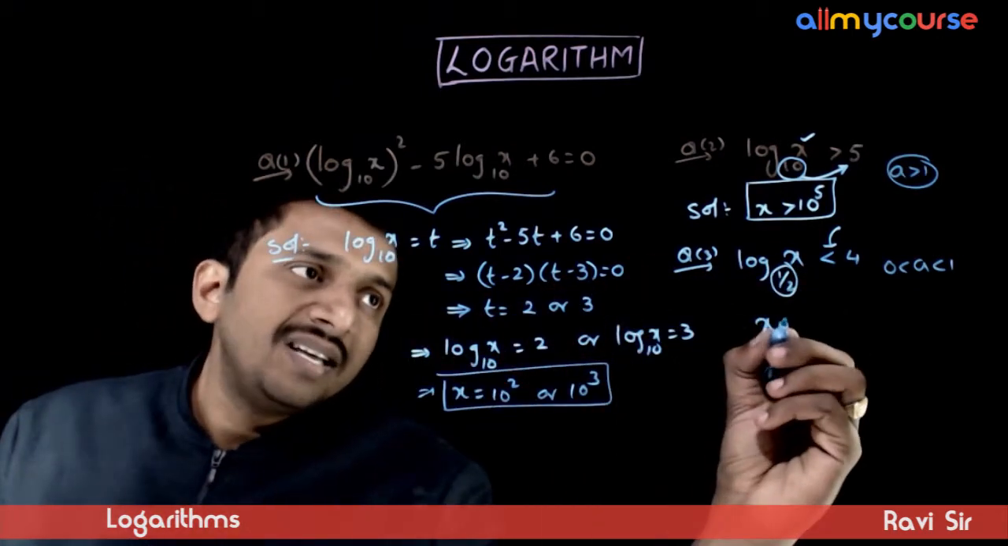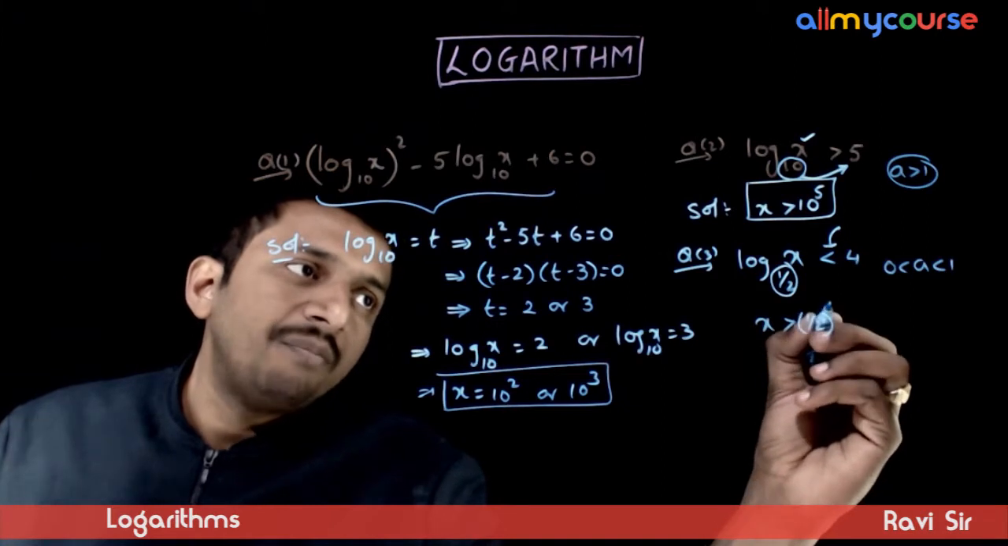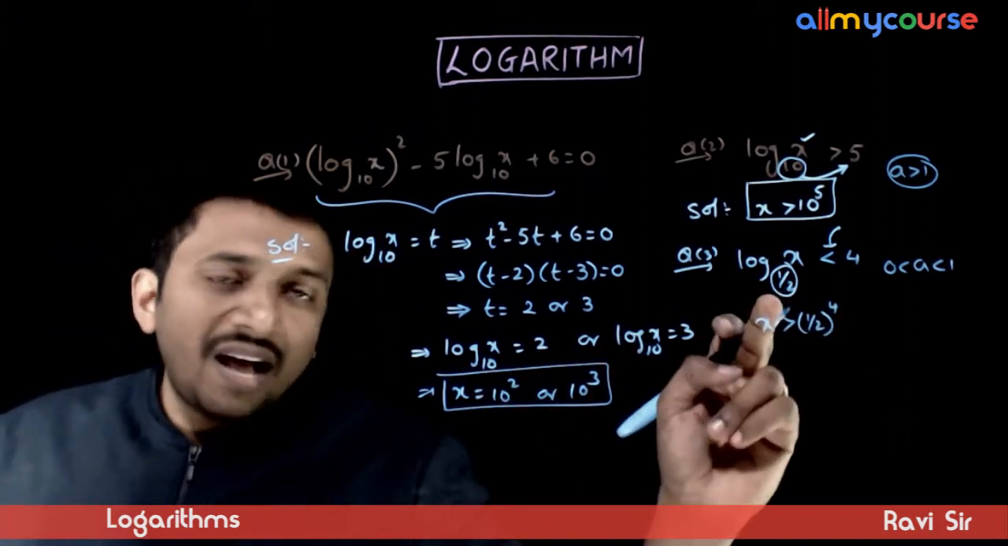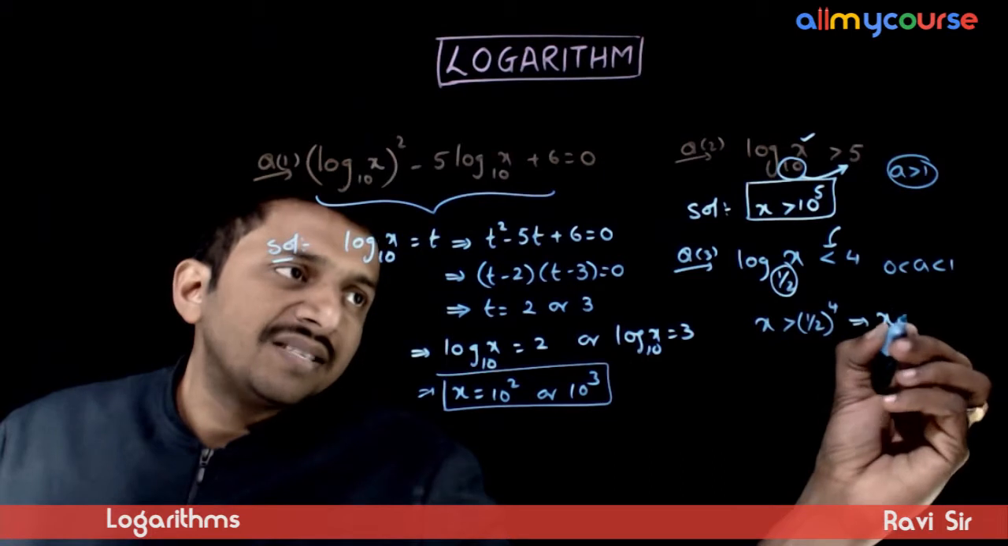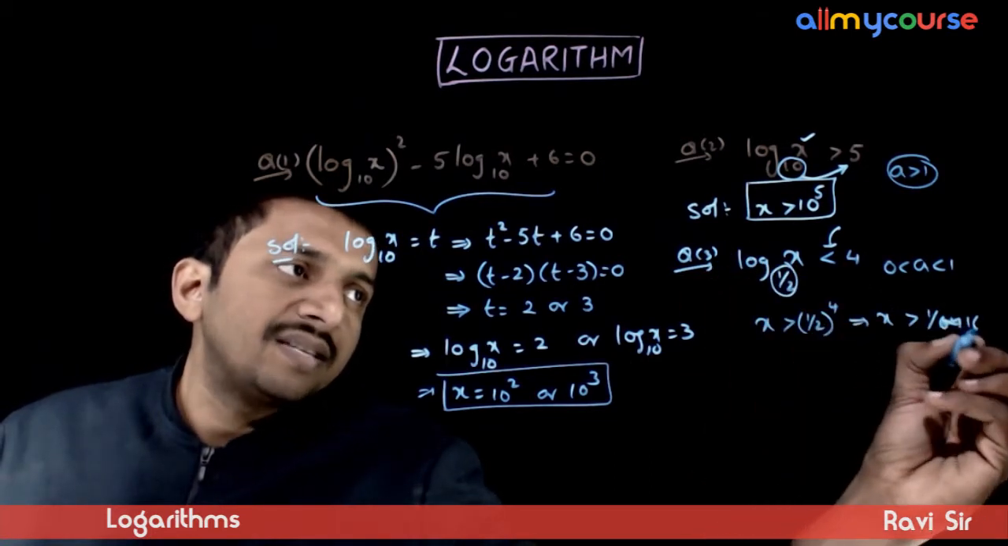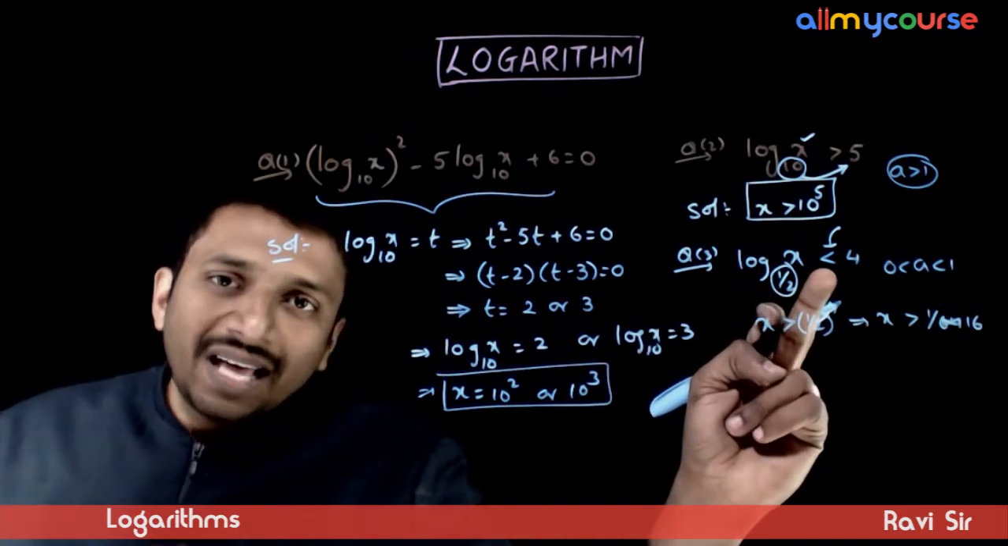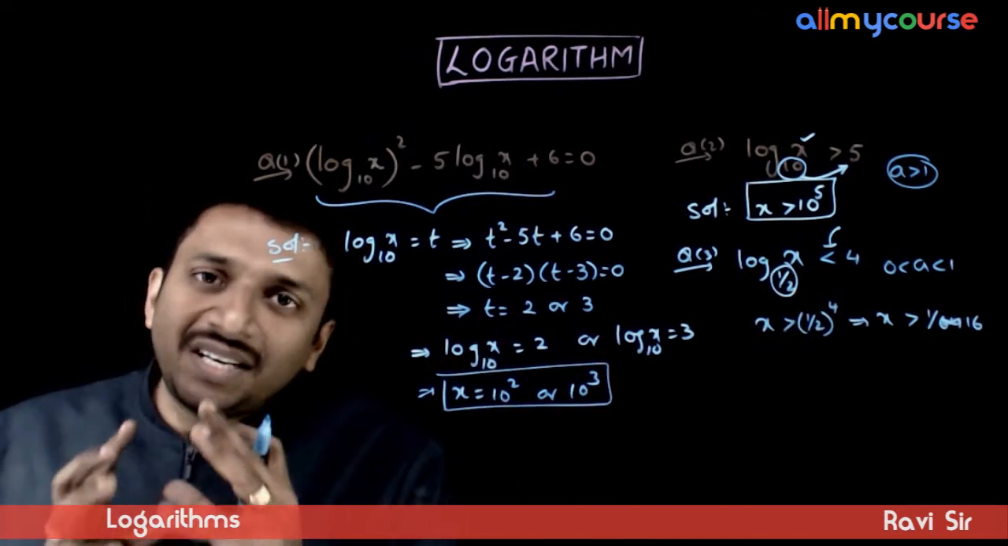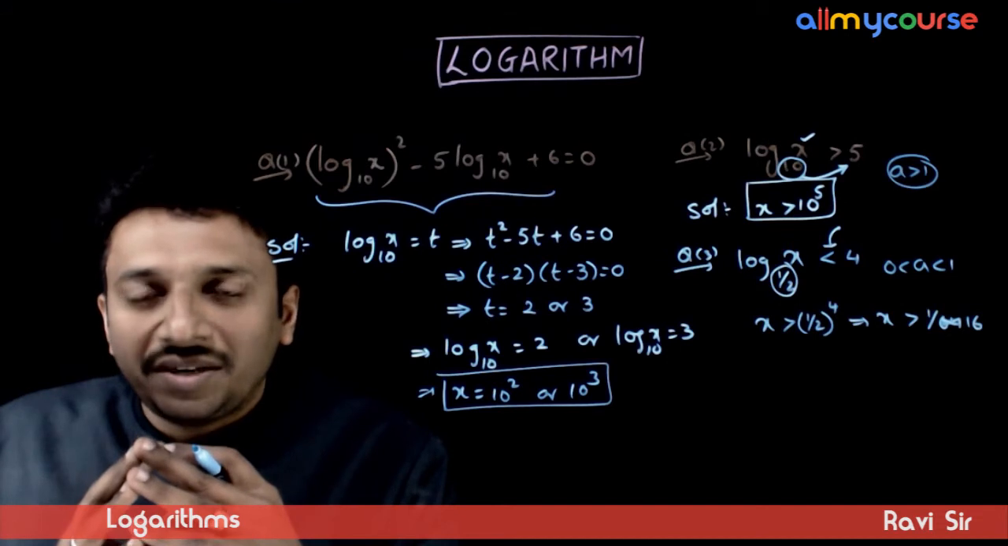It is x is greater than half power 4. Half power 4, that is x is greater than 1 by 16. So this less than has become greater than. So that's the difference between equalities and inequalities.